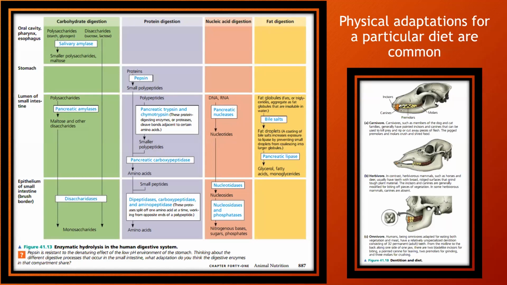And obviously, we're omnivores, so we have a mixture of these two teeth. But if we look at these digestive components, we can see how complicated this actual breakdown is.